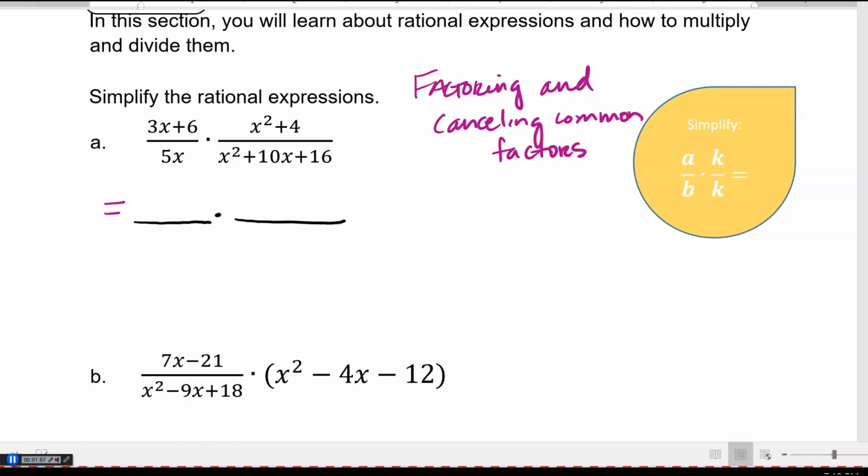So if you factored 3x plus 6, you were right because it's 3 times x plus 2. Because there was a GCF there, you had to take that 3 out. Now x squared plus 4 is not factorable. Why, you say? It's a sum of squares. A sum of squares is never factorable. We can't do anything with the 5x. But that x squared plus 10x plus 16 is a trinomial, so we're going to factor it. We have our x's here. We need factors of 16 to add to 10. So it looks like 8 and 2 will work for that.